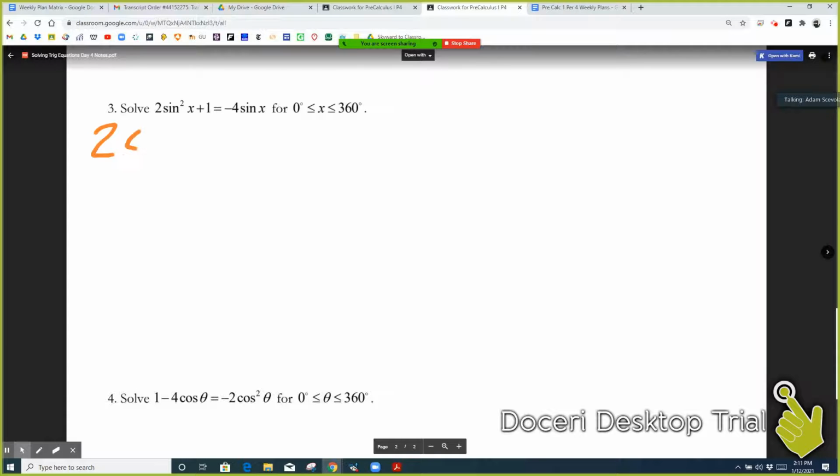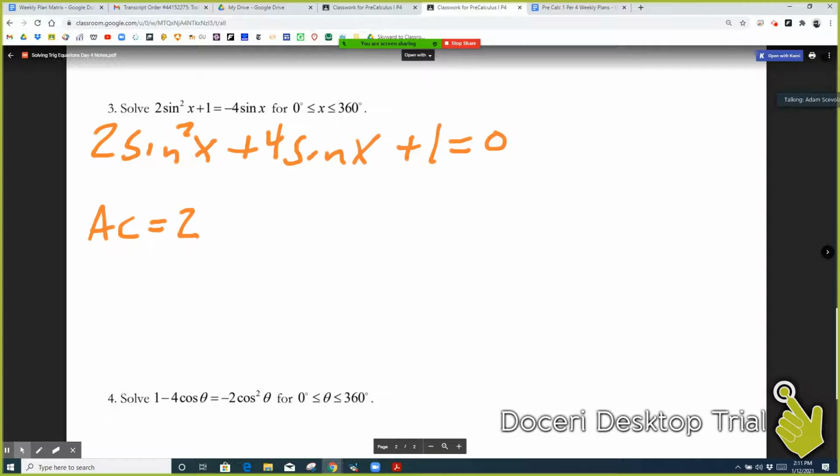So to put this in standard form, I'm going to add 4 sine squared of x on both sides, and that's what I have. Okay, now if I go to factor this, I'll find that two numbers that multiply to 3 and add to 4, I think two numbers that multiply to 2, because AC is 2, and add to 4. I don't think those numbers exist, if integers. So we have to do the quadratic formula.